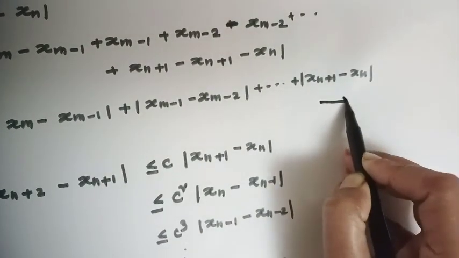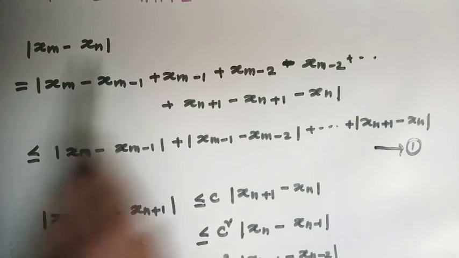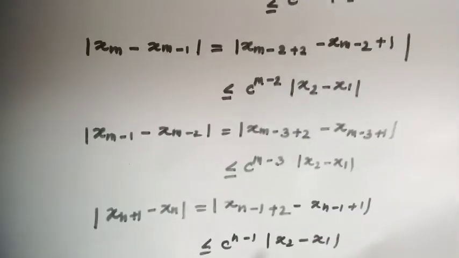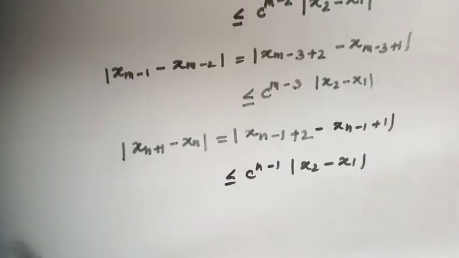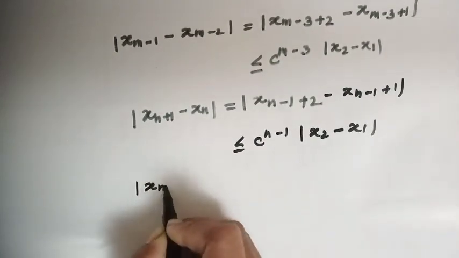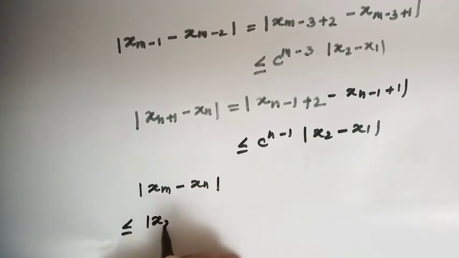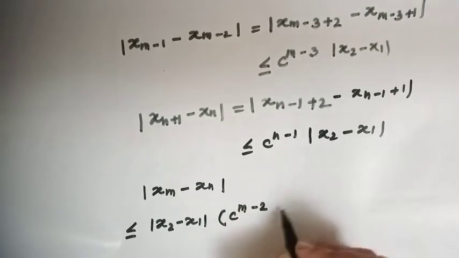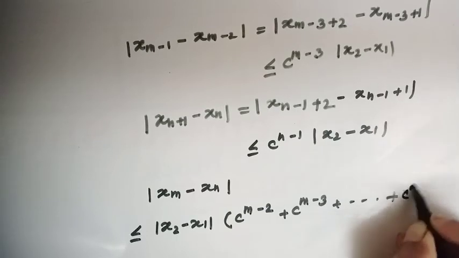Pick this one. In my hand, absolute value of xm minus 1, this is less than or equal to this, and I have got this result. Combining these two results, I will get absolute value of xm minus xn is less than or equal to absolute value of x2 minus x1 times c to the power m minus 2 plus c to the power m minus 3 plus up to c to the power n minus 1.